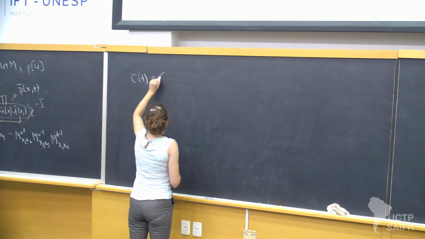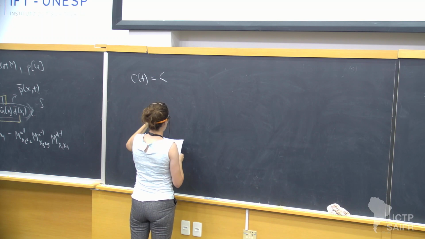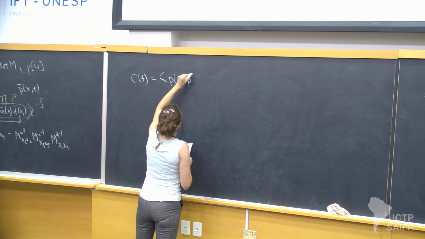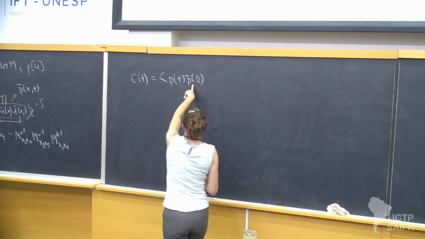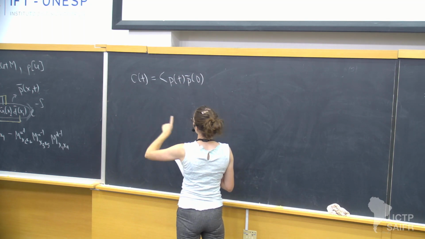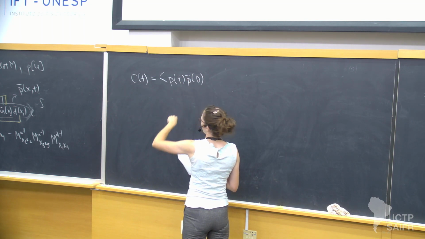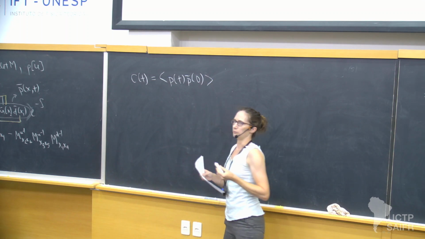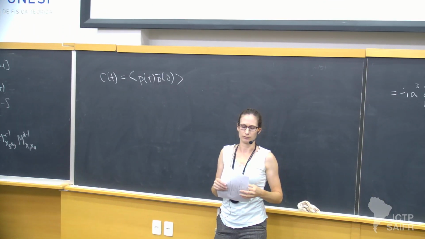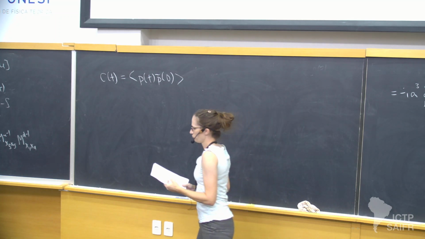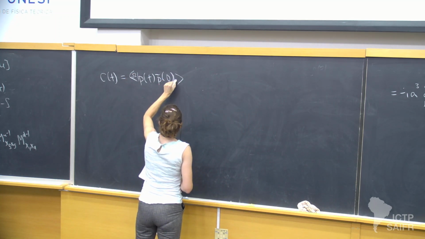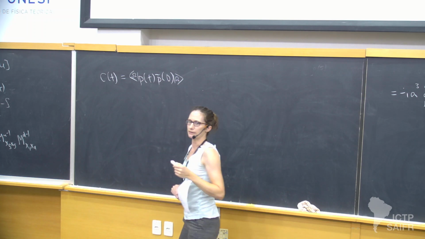So my C of t. I'm going to create a proton at time 0 using those quark fields and then annihilate it at some later time t. And I want to look at the vacuum expectation value of this thing. And let me explicitly put in my vacuums, because now we're going to talk about operators and states.